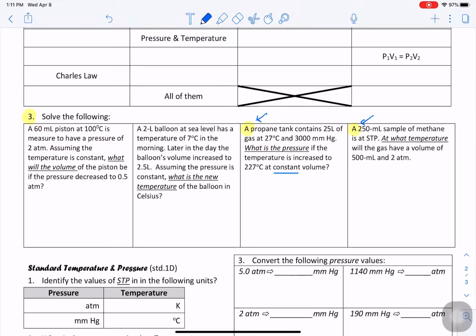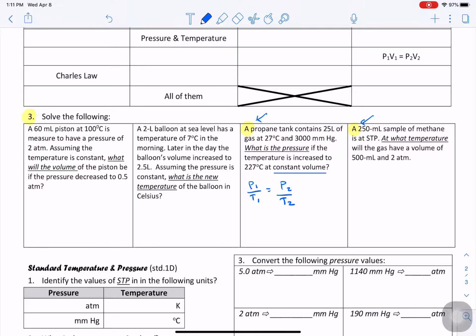All right, so if we know we're at a constant volume, that helps us determine what gas law we need to use. If we're at a constant volume, we're going to be utilizing P1 over T1 equals P2 over T2. Now we need to make sure that our pressure units are always consistent, so P1 and P2 have the same units. As for temperature, we always have to be in Kelvin. Always, always, always. You have to remember that.